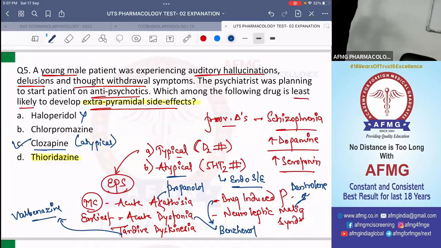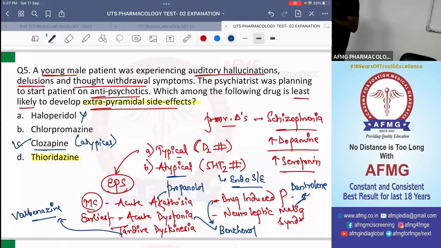EPS are seen with typical antipsychotics. Highest chances of EPS are seen with strong typical antipsychotics like haloperidol, and least chances among typical are seen with a drug like thioridazine. Okay, EPS chances will be lower if we are using atypical antipsychotics. Even among them, it would be least likely to be seen with clozapine.